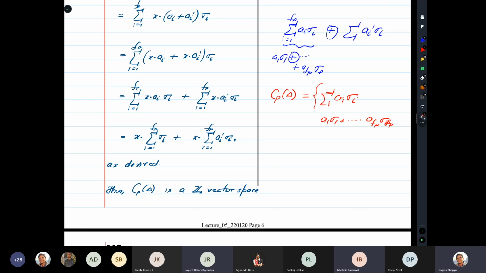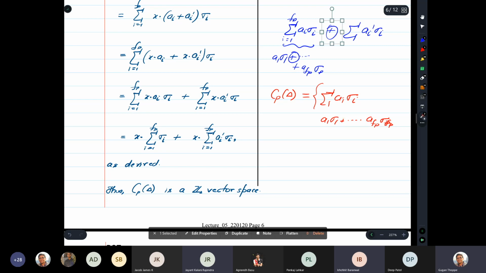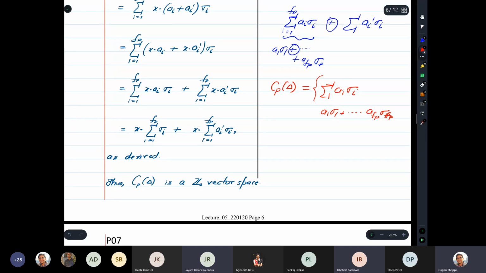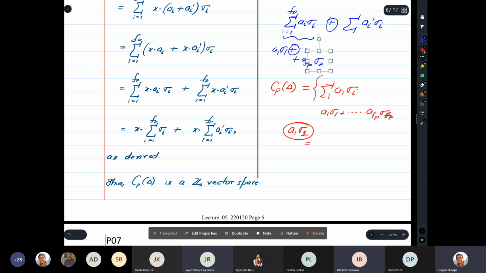Now we have in addition defined an addition operation. So we have a separate addition operation, and you can ask what these additions now mean. Well, you can interpret this addition and that addition in the same way, in the following manner. I hope you agree that when I write A1 sigma 1, this itself is a P chain. What is this P chain? It is A1 sigma 1 plus 0 sigma 2 plus blah blah blah plus 0 sigma FP.